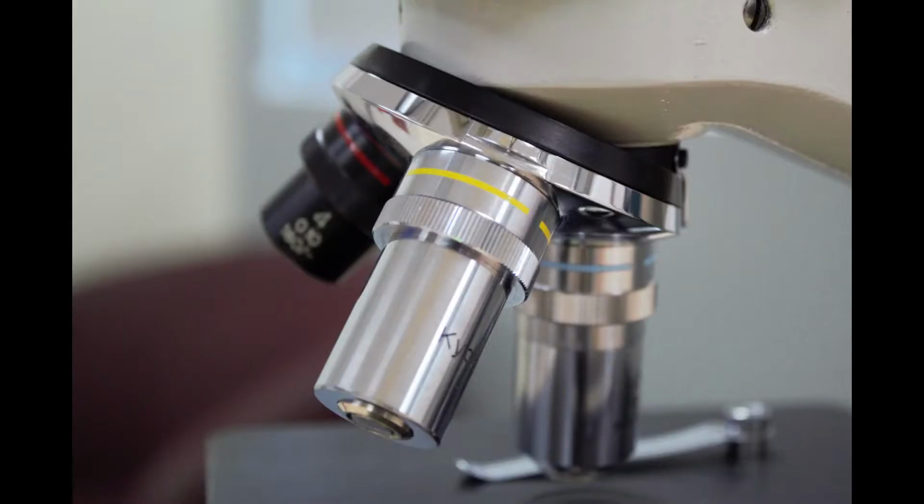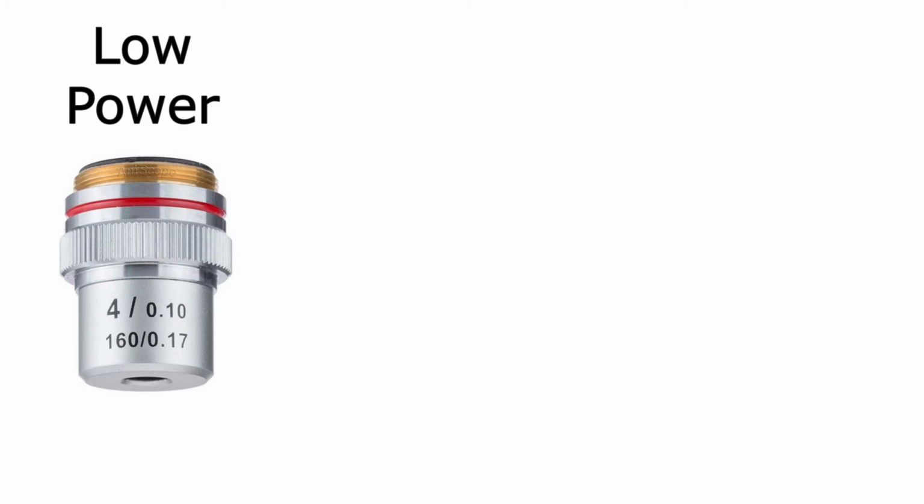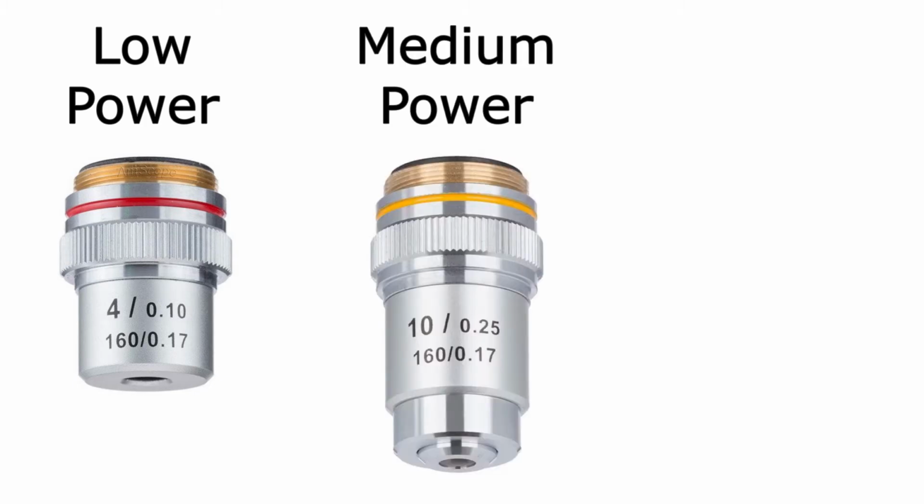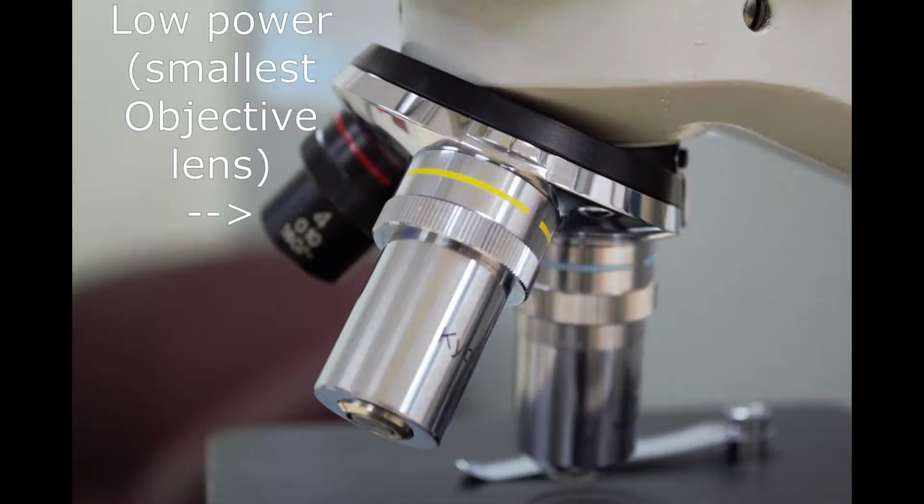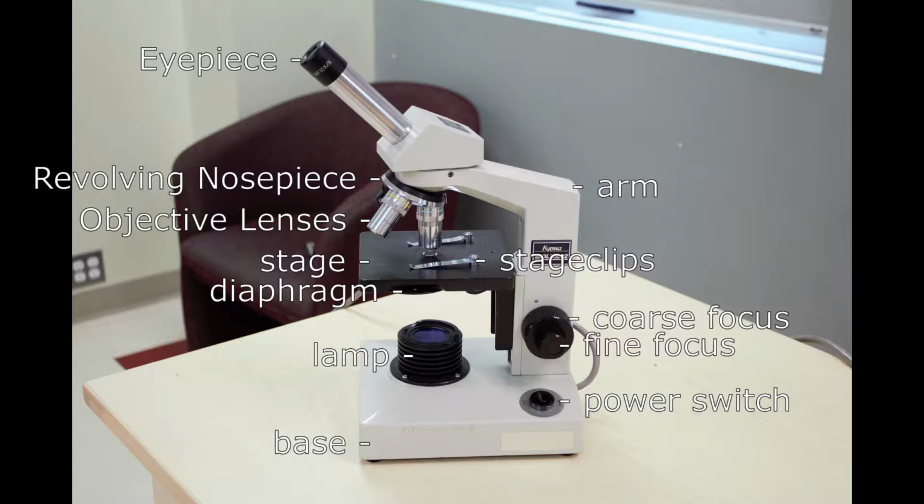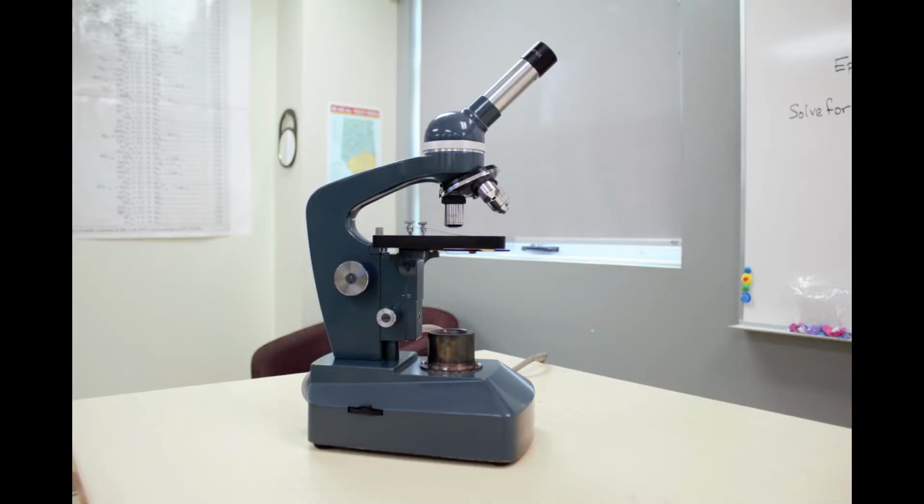In our microscopes, there are three objective lenses that you can choose from: a low power or a 4x magnification, a medium power or a 10x magnification, and then a high power or a 40x magnification. We will always start on low power when we're first observing our sample. When we look at the microscope, you can tell that there are many other pieces to the compound microscope. You will be responsible for knowing these parts and their functions or their purposes.